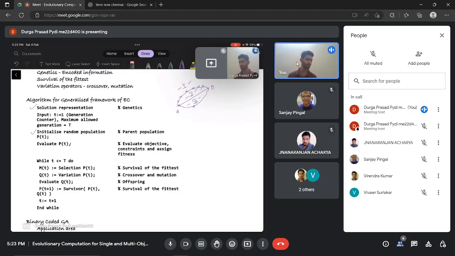The next step is calculating the objective, constraints and assigning a fitness. Here we have 3 particular terms. Objective is essentially your choice of interest. Constraints are the ones which limit your search space. Basically, they are like traffic rules which tell you that you can only go in this particular way and not the other way. Those are the constraints. And then we have something called fitness.